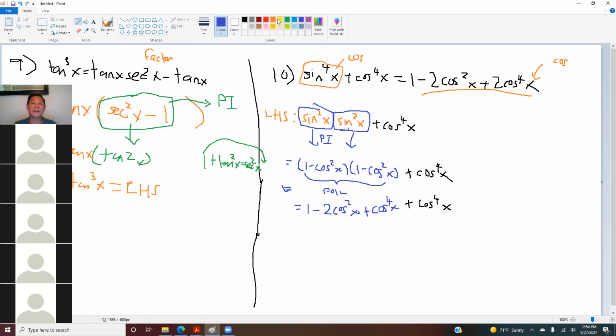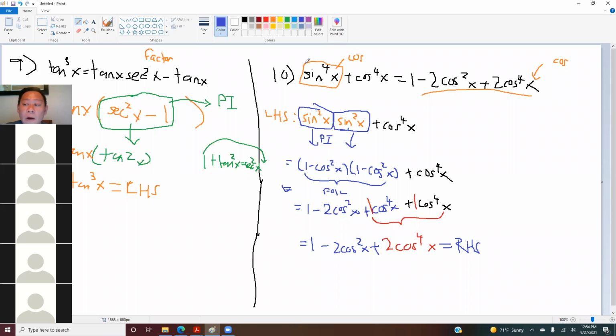And what can we do at the last 2 terms here? Because they are like terms, you can combine them because they are all cosine 4x. So this will give me 2 cosine 4x. And the one in the front, you just rewrite it. So this is 1 minus 2 cosine square x plus that. And this is your right hand side, which is this fellow. 1 minus exactly the same.